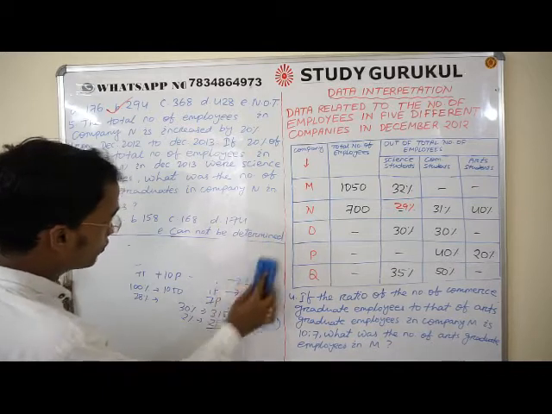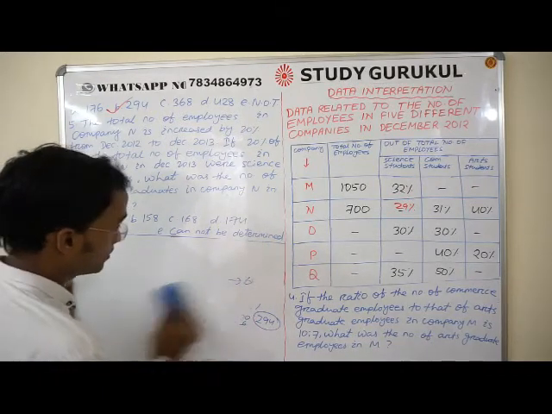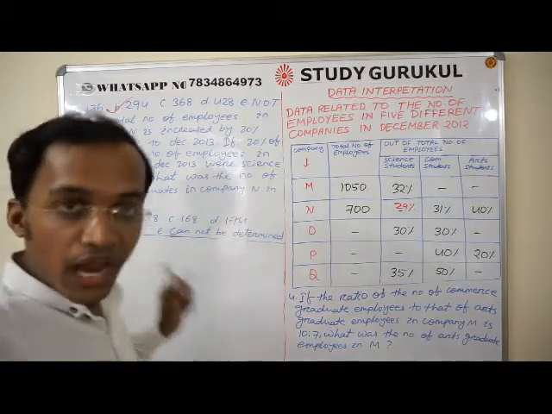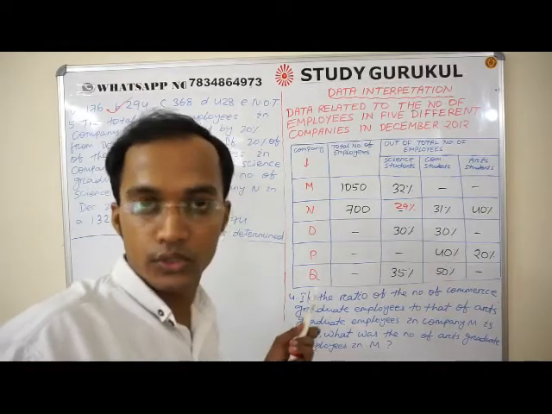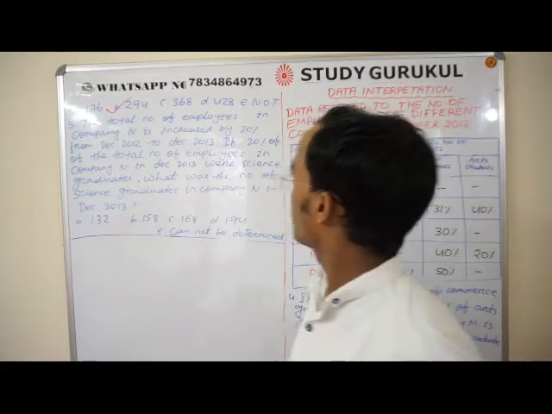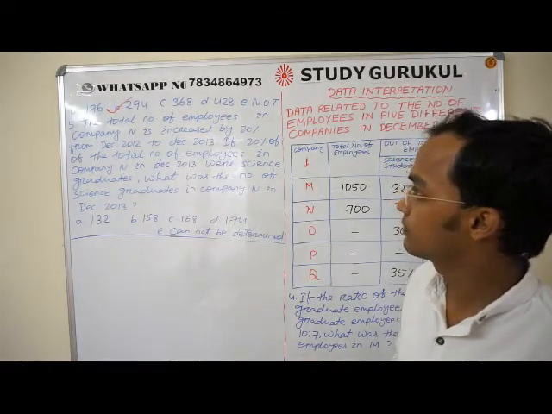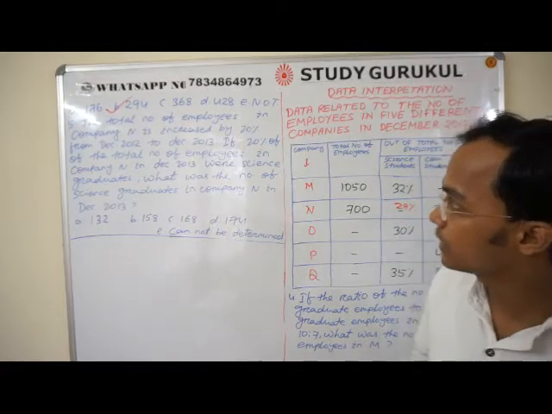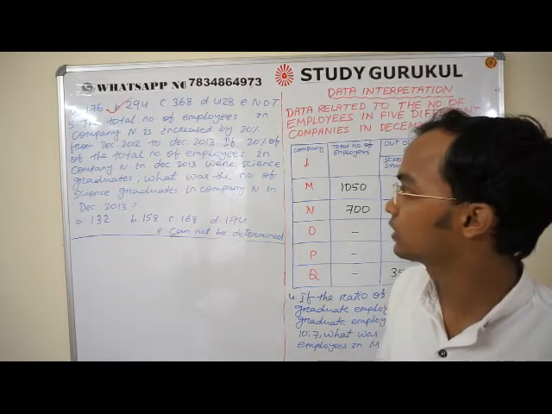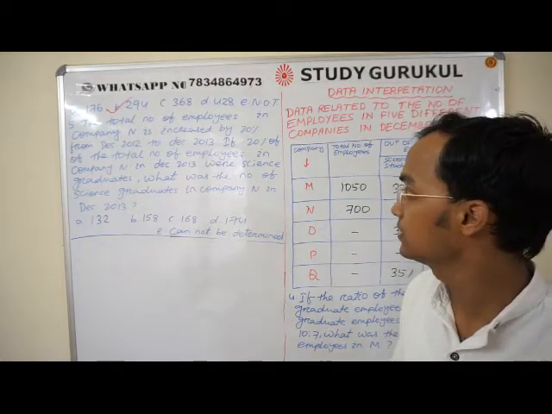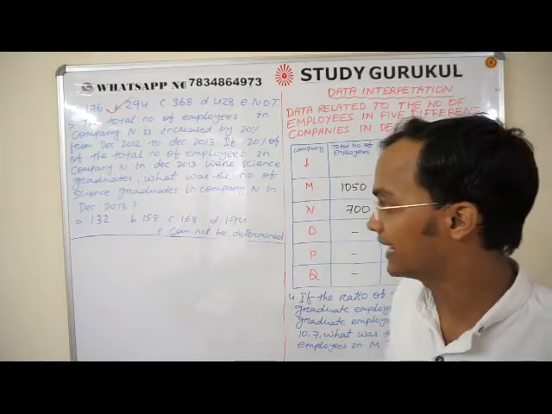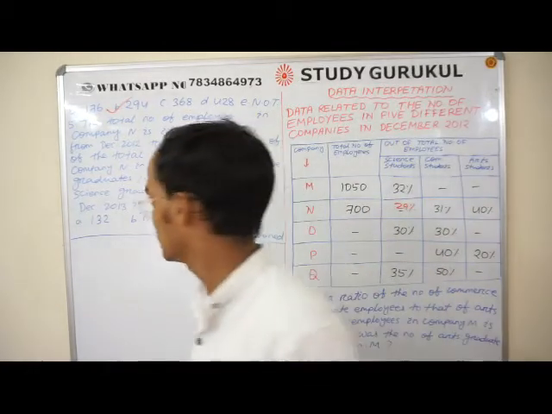This seems to be a difficult one, but this question can be solved within 5 seconds after reading it. See how you can solve quickly. The total number of employees in company N is increased by 20% from December 2012 to December 2013. If 20% of the total number of employees in company N in December 2013 were science graduates, what was the number of science graduates in company N in December 2013?